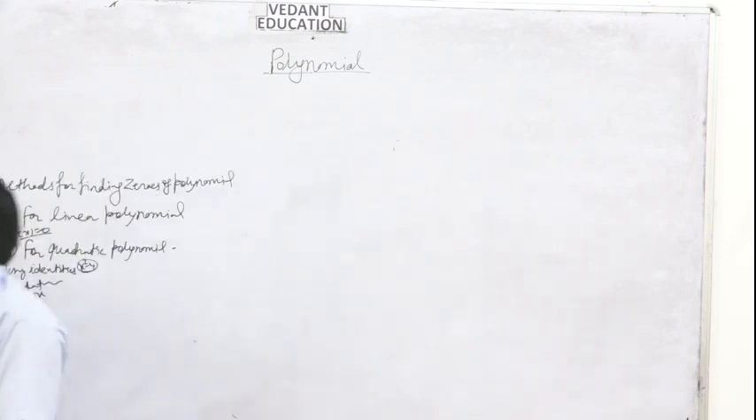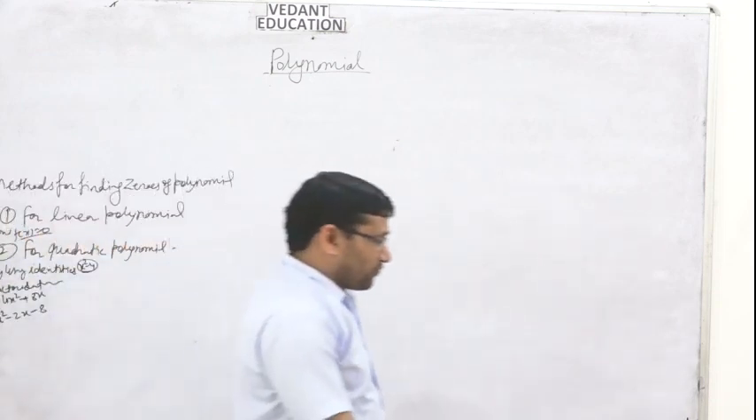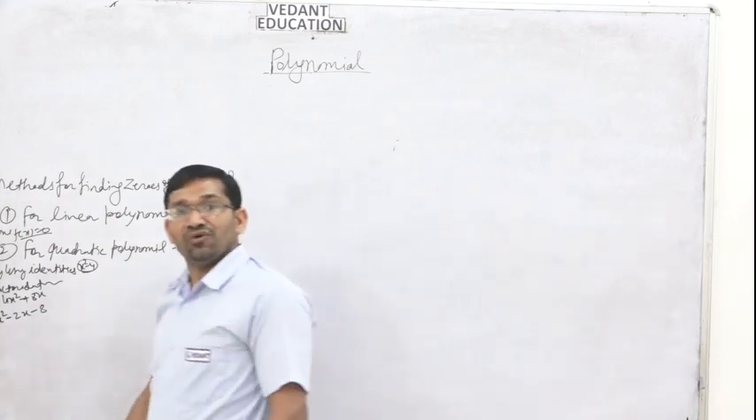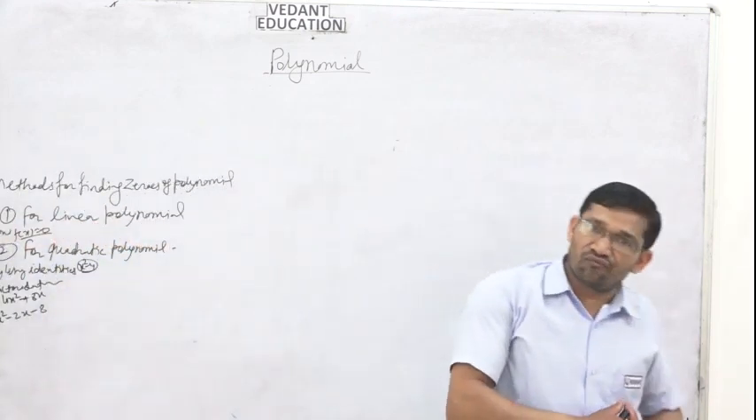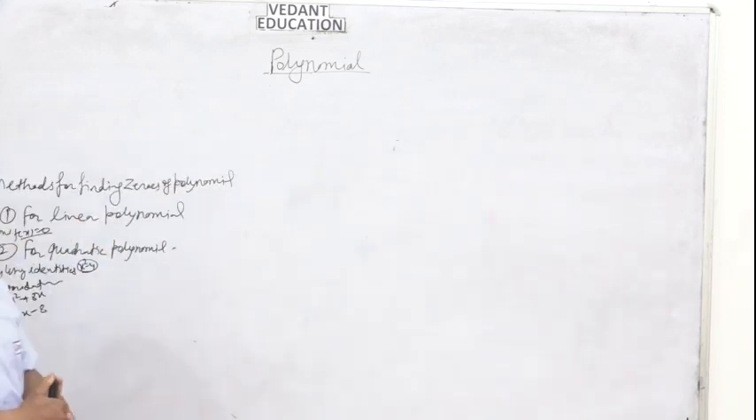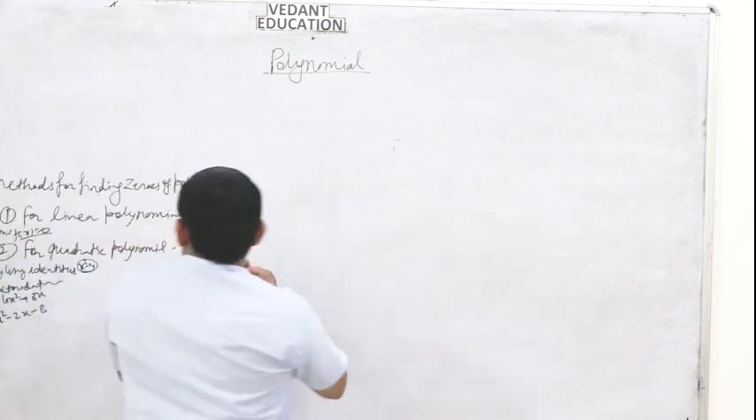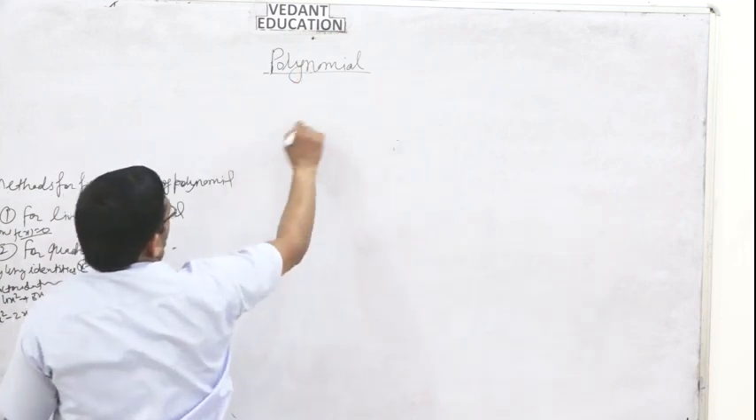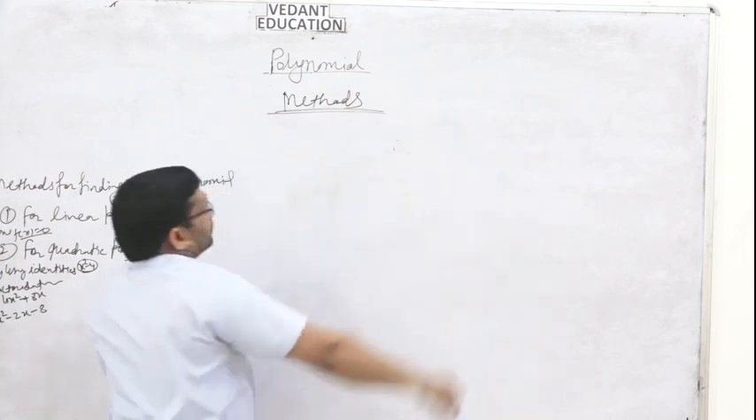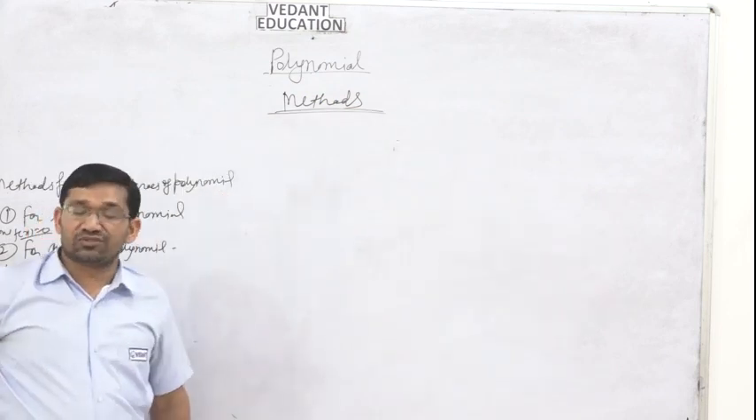So these are the zeros of the polynomial. Zeros of polynomials depend on the degree of the polynomial. If degree is 1, then the number of zeros is 1. If the degree of the polynomial is 2, then the number of zeros is 2. And if the degree of the polynomial is 3, then the number of zeros is 3. So the number of zeros depends on the degree of the polynomial. Now, methods for finding zeros of polynomials.